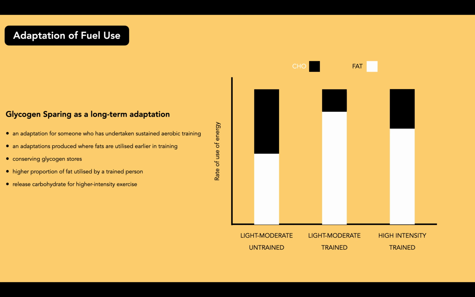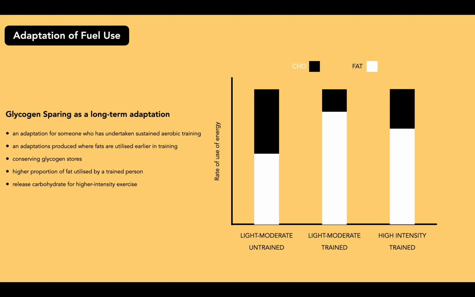And then we've got an adaptation of fuel use. This is a difference between trained individuals and untrained individuals. This adaptation is called glycogen sparing. It is an adaptation for someone who has undertaken sustained aerobic training, those that have completed a minimum of 12 weeks of aerobic training. As you can see from the graph, trained individuals can utilize fats earlier in training and for longer.